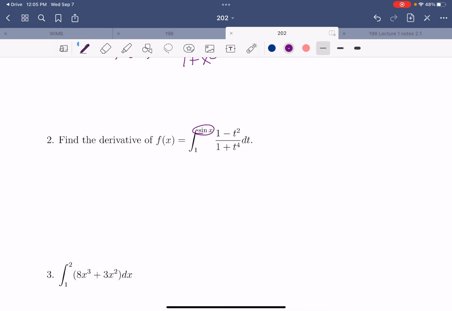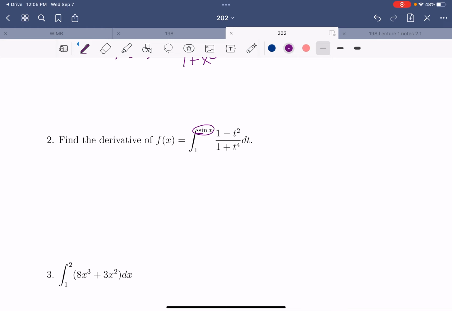Remember that the fundamental theorem of calculus part 1 tells us that the derivative of the integral is what's inside. So f prime of x, I will lose the integral, and I replace the dummy variable, the dt, with my x. So this is going to be x over 1 plus x cubed. My upper limit is just a plain old x, so I don't need any chain rule or anything extra.